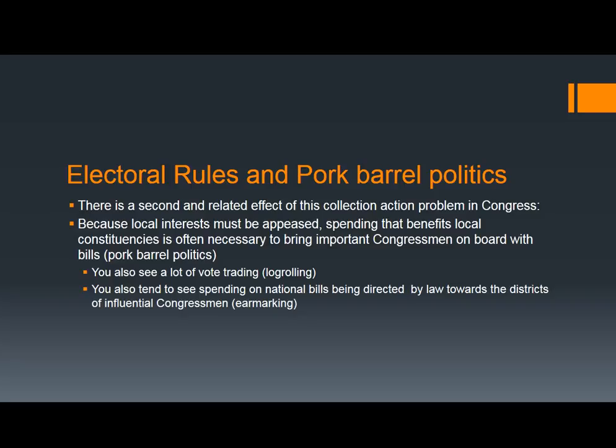Finally, you also tend to see a kind of pork barrel spending, which is spending on national bills being directed by law towards the districts of influential congressmen. This is called earmarking, right? So when funds are earmarked for a particular district, what this means, or what usually happened, was, for instance, that the government decided that, I don't know, let's imagine that they wanted to create a new Center for Disease Control building, right? So this is an important national priority.